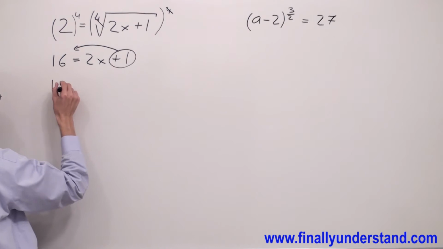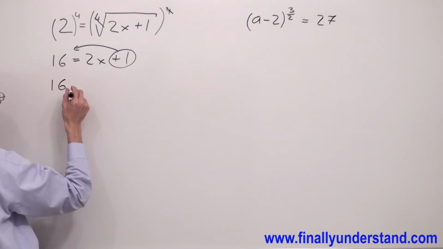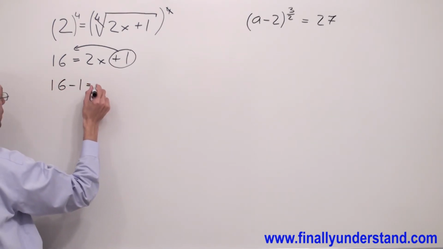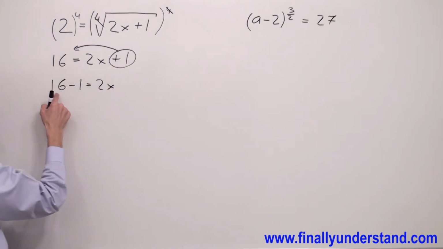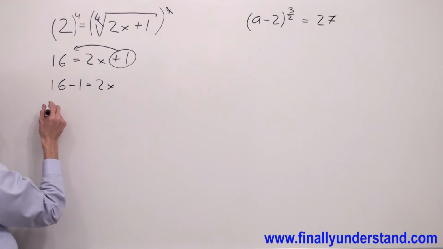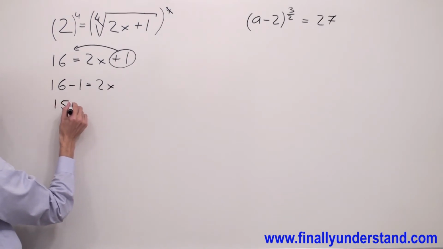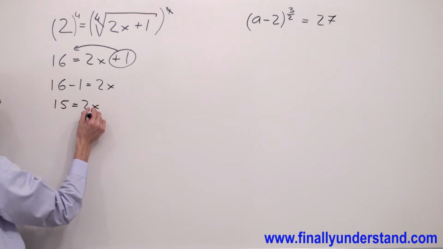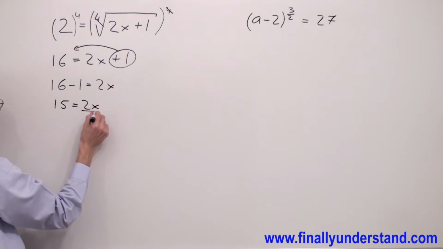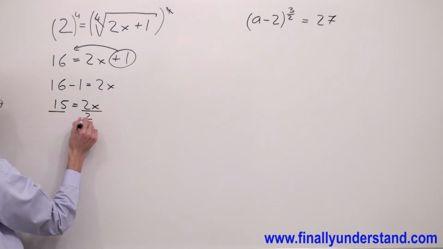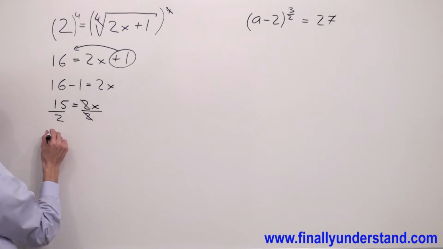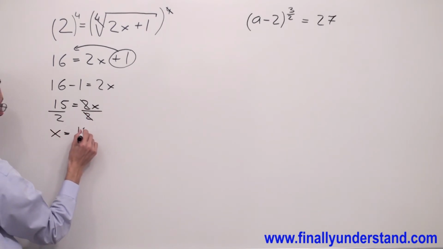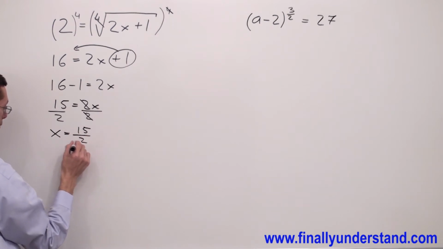I'm moving it because this 1 has no x to itself. That's why I have 16 minus 1 equals 2x. 16 minus 1 equals 15 equals 2x. In order to find x, I have to divide both sides of the equation by 2. 2 and 2 will cancel out. X is equal to 15 over 2.